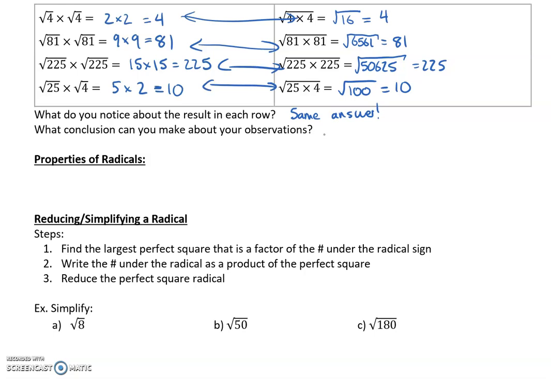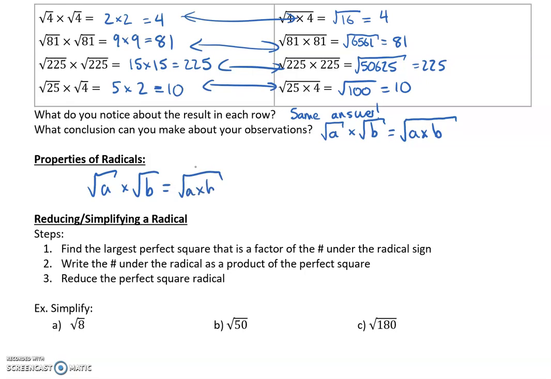Well, what does that mean? That means that if I take the square root of a number and I multiply it, notice it's multiplied, that's important. If I multiply it by the square root of another number, that's the same thing as multiplying those numbers ahead of time and then taking the square root of them. And so that's our first property of radicals. Square root a times the square root of b equals the square root of a times b, just as we saw in that little investigation in the chart up above.